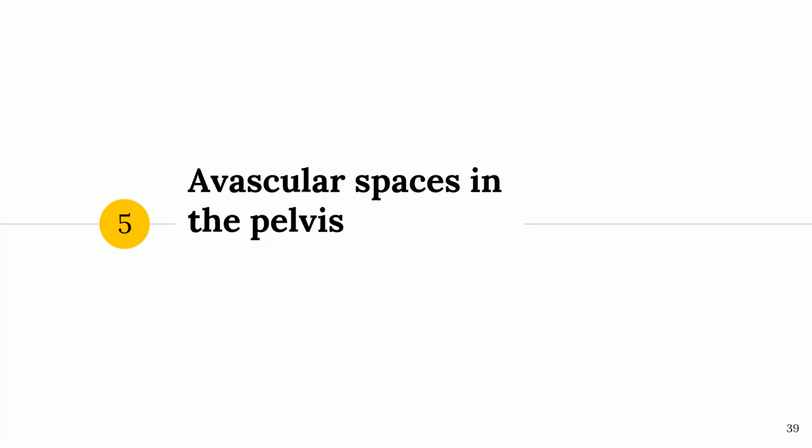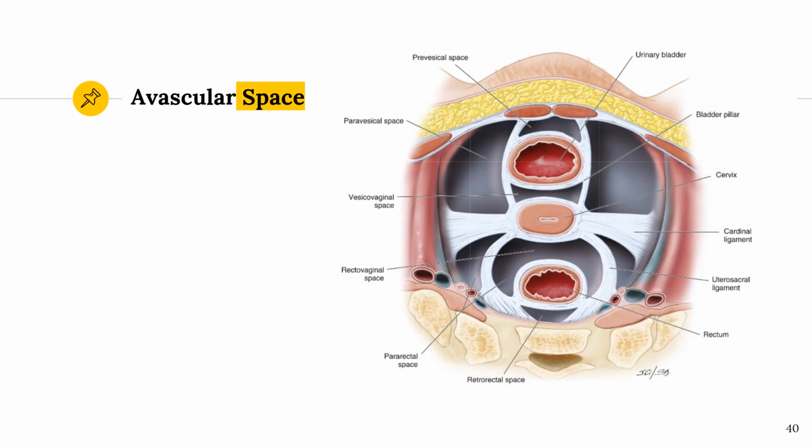For the final bit of the lecture, I would like to touch a bit on the avascular spaces in the pelvis. This diagram shows the avascular spaces available at the pelvis. It is important for us to know these spaces when we perform any reconstructive pelvic surgery. These spaces lack blood vessels and nerves. They are mainly filled with loose areolar tissue. Hence, it allows us to perform some level of blunt dissection rather safely.